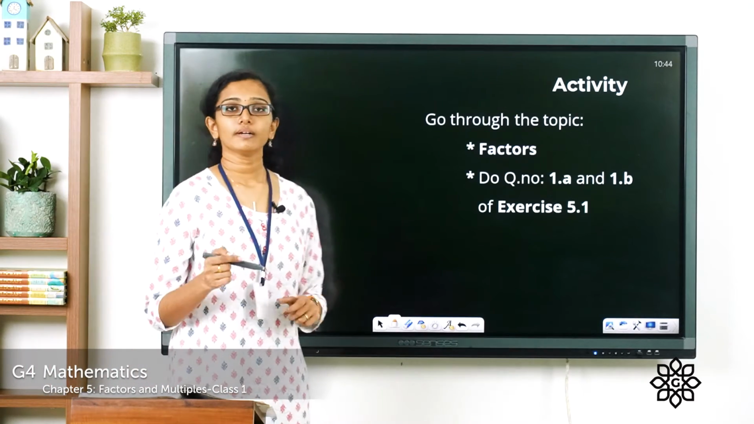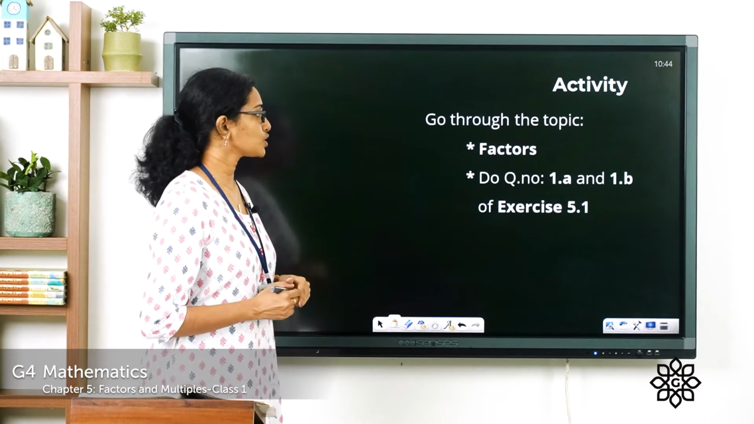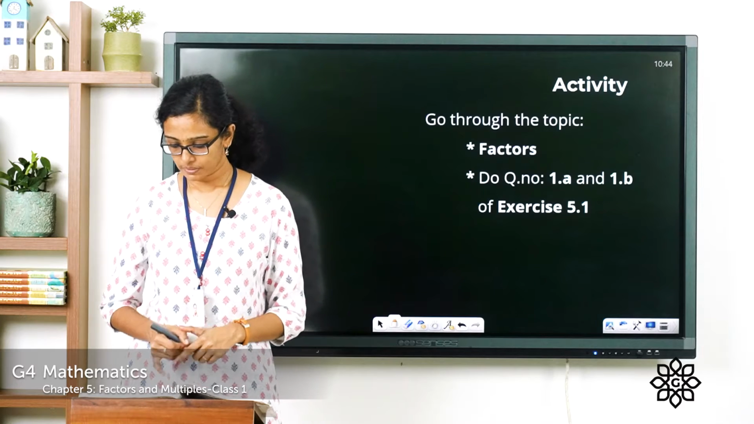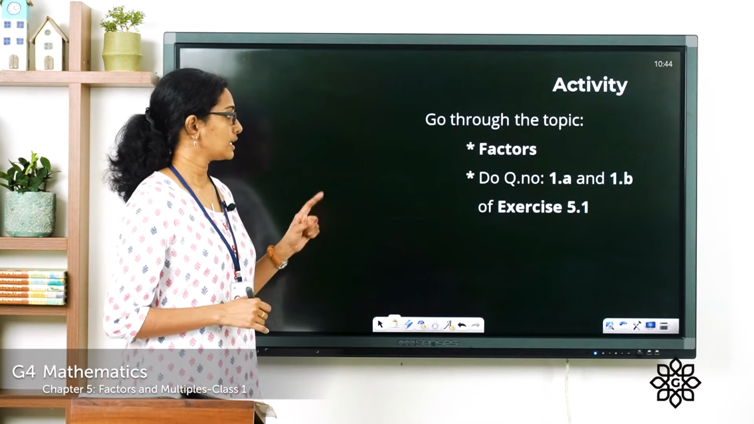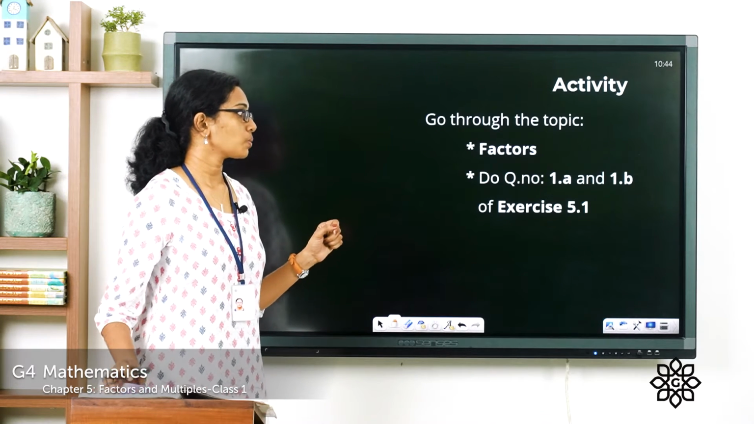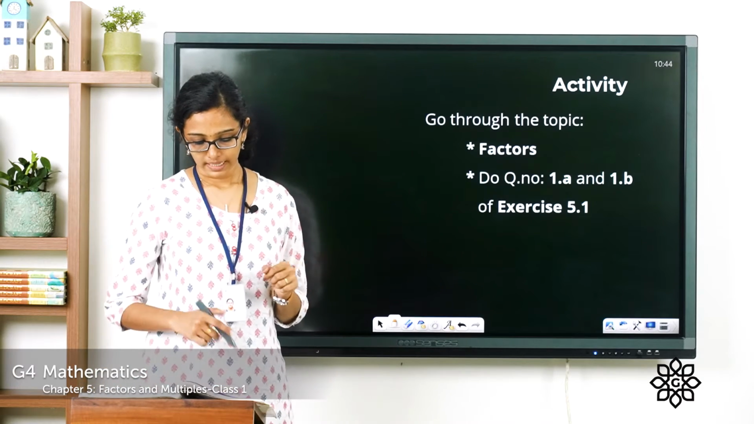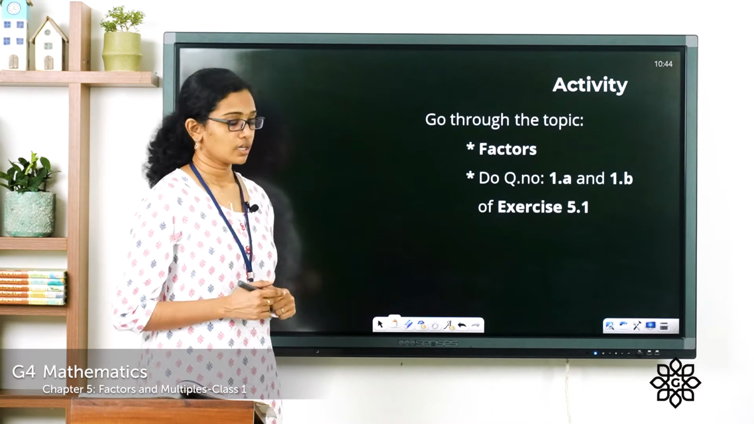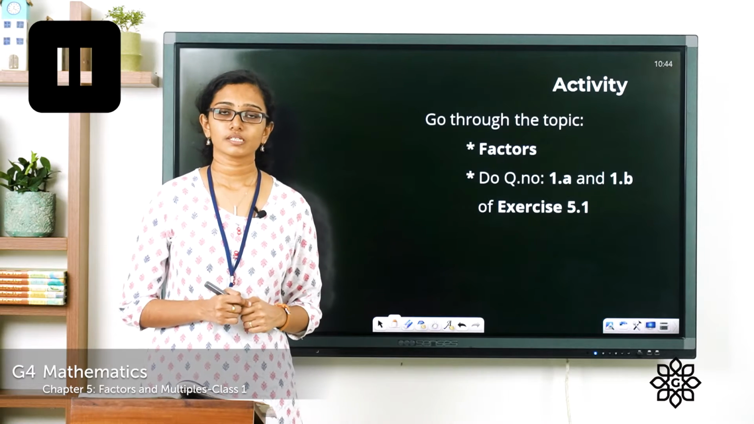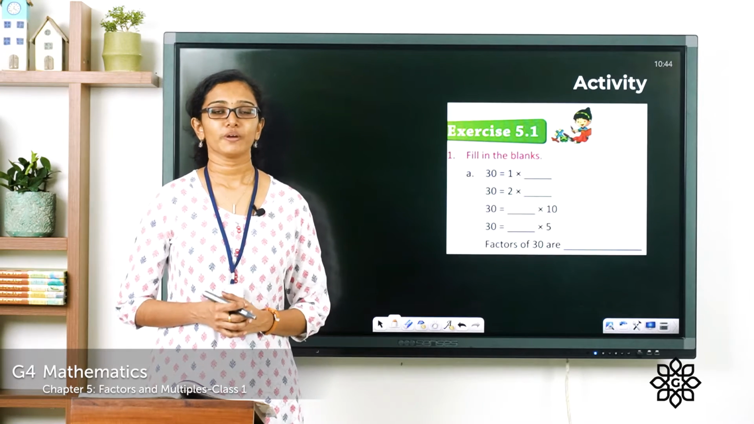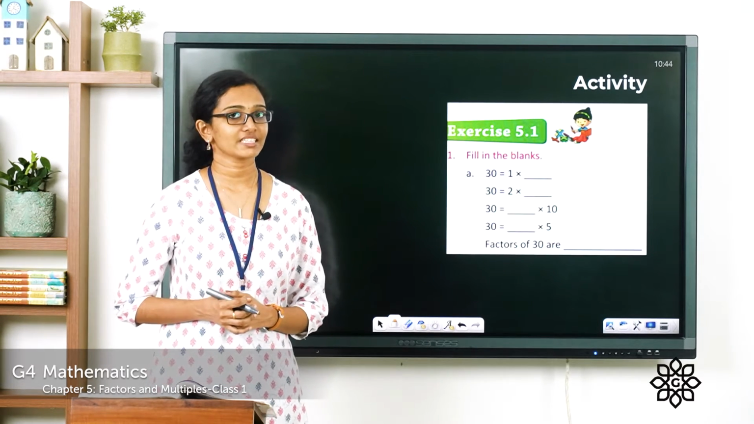Now we'll do one activity. You have to go through the topic factors in page number 65 of your textbook. Then you have to do question number 1A and 1B of exercise 5.1. Now you can pause the video, finish the activity and come back. Hope you have finished the activity. Now let's discuss the questions.